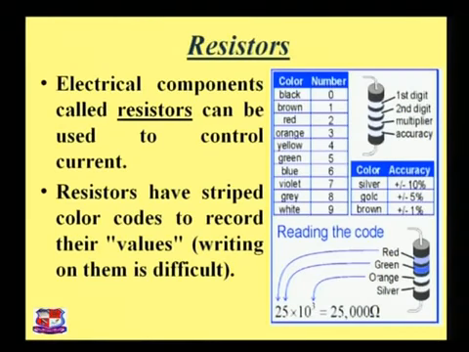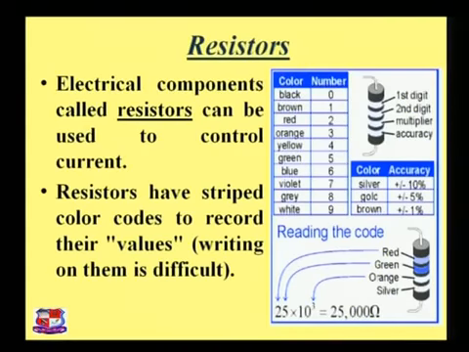Here is one example. There is one resistor with the colors: the first is red, the second is green, the third is orange and the last one is silver. As per the traditional method, the first and second bands indicate digits, the third one is used as a multiplier, and the fourth one is the tolerance or the accuracy. If the color is silver, then the tolerance is plus or minus 10%. If it is gold, it is plus or minus 5%. And if it is brown, it is plus or minus 1%.